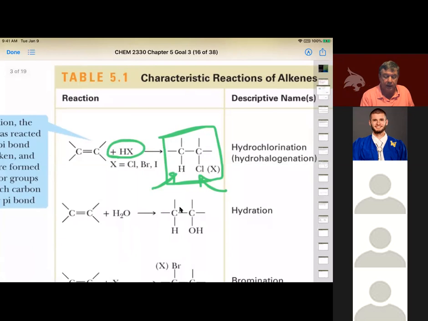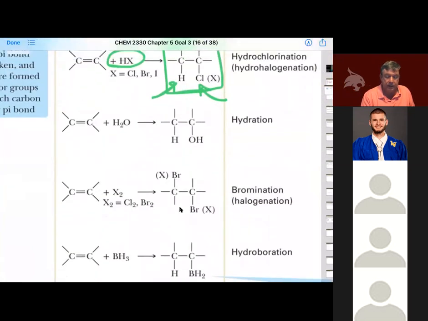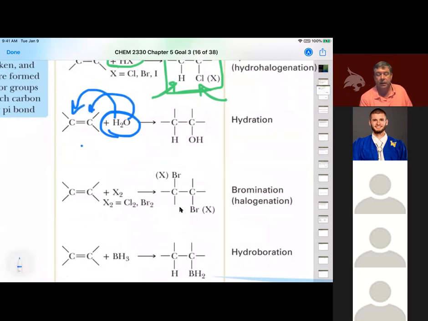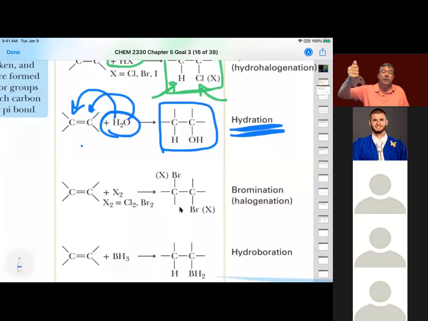The next thing we have is what we call hydration. Hydration is where we add water across the double bond. One hydrogen is going to go on one side, and then the OH is going to go on the other side to give us our alcohol as our product. This is called hydration. So hydrohalogenation, adding acid; hydration, adding water.